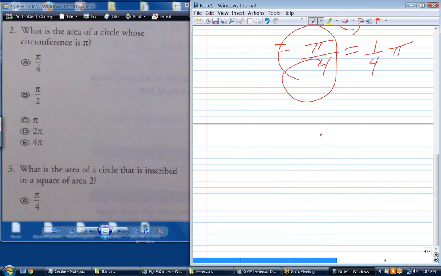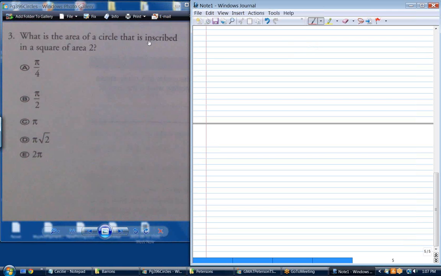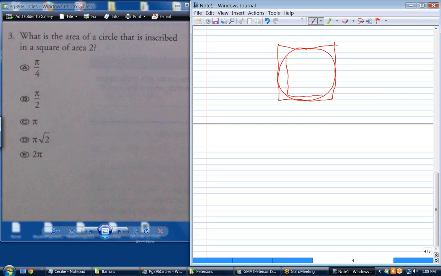Okay. What's the area of a circle that is inscribed in a square of area 2? Now here terminology might be a little critical. A circle that's inscribed in a square is this kind of a circle. A square that's inscribed inside of a circle would be that. So it depends on which way you're going. But in this case, the circle is inscribed in a square, so we don't need this one.